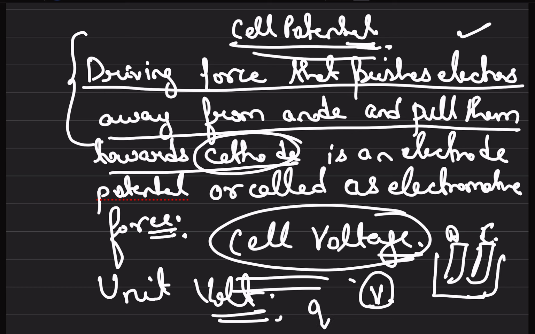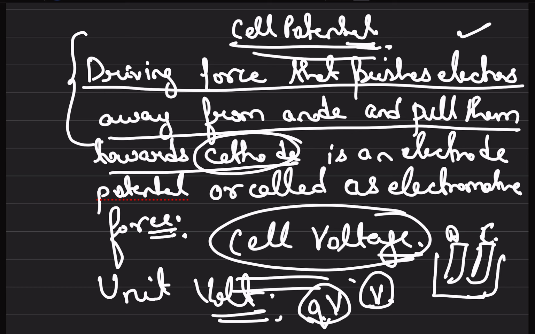And Q into V is the electromotive force. Suppose that this is the anode and this is the cathode, and with some amount of force, the electrons are being pushed away from the anode and pulled towards the cathode.